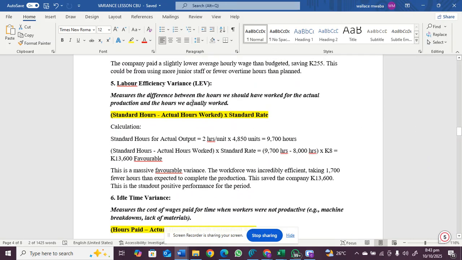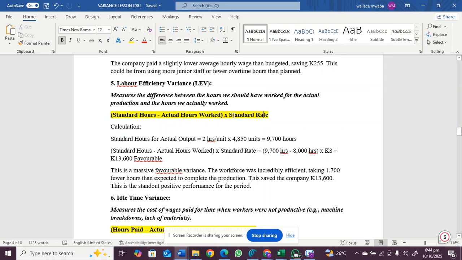When we look at the labor efficiency variance, the standard hours minus the actual hours, the standard hours for how much we produced: each unit takes 2 hours and we produced 4,850 units, so we expected to use 9,700 hours. But in the question, they told us we actually used 8,000 hours. So this labor efficiency variance and the variable overhead efficiency variance are the same.